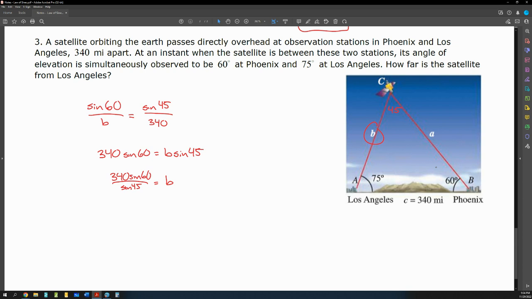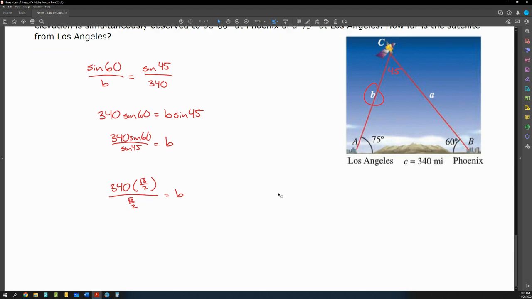From here, we could plug this into our calculator, but let's go ahead and find the exact answer, because we know what the sine of 60 is, and we know what the sine of 45 is. The sine of 60 is the y value at 60 degrees. This is root 3 over 2. And the sine of 45 is root 2 over 2. We know that dividing by a fraction is the same as multiplying by the reciprocal. So we have B is equal to 340 root 3 over 2 times 2 over root 2.